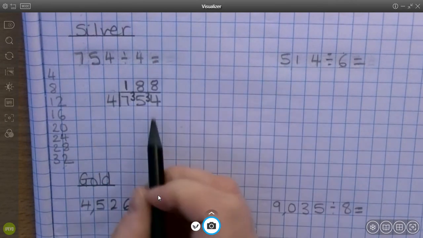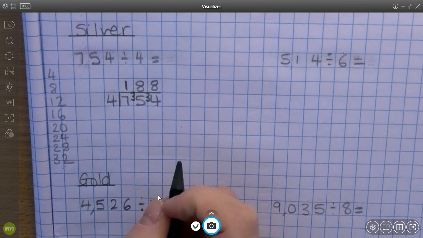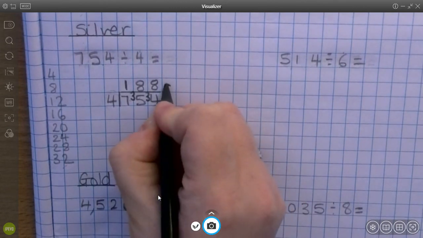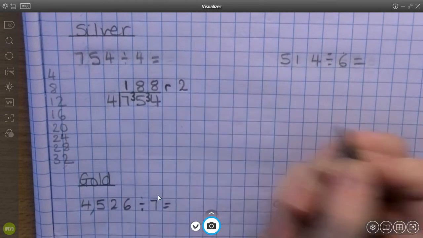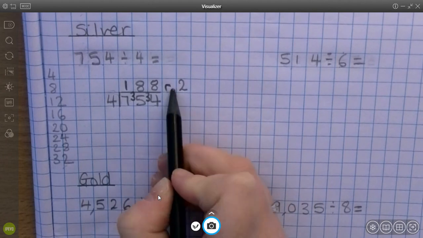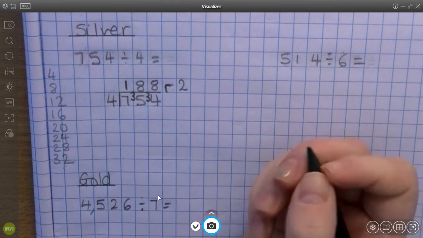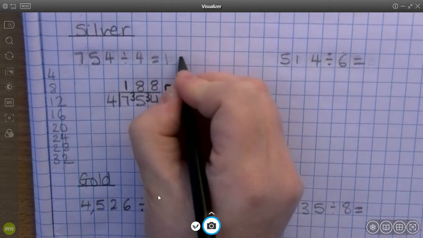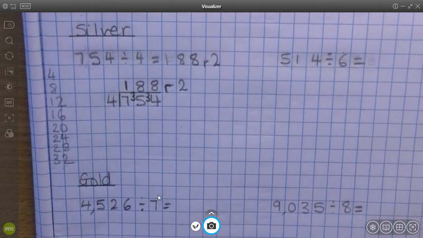But this time I've got some left over. So this time I have a remainder of 2. What you have to do here is write R for remainder and then put your remainder 2 afterwards. There's no decimal point. It's not a fraction today or a decimal. It's just a simple R for remainder and then whatever you have left over. So I'm going to put my answer back into my number sentence, 188 remainder 2.